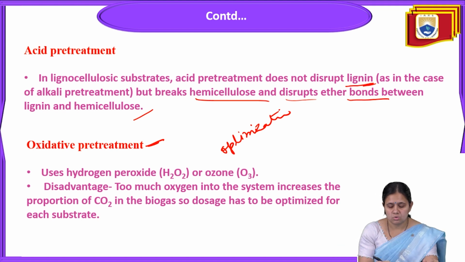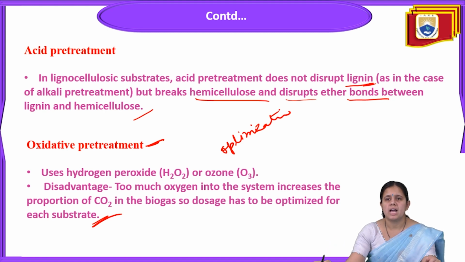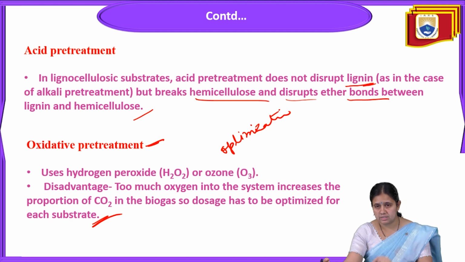The dose has to be optimized for each substrate, because too much oxygen in the system increases the proportion of CO2 in the biogas. That's why we have to take care of the dose of the substrate.